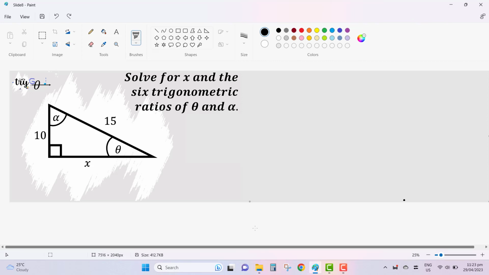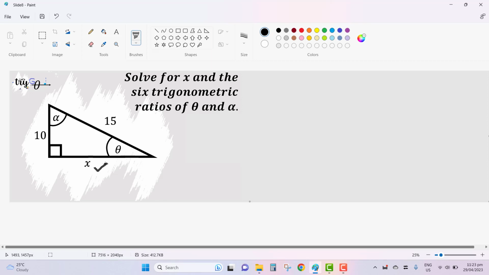Welcome back everyone. In this video we are going to solve for the 6 trigonometric ratios of angle theta and angle alpha. But in order for us to do that, we need to complete all the side measurements of this given right triangle. Since this is a right triangle and we're talking about measurements of sides, we can identify the exact value of the 6 trigonometric ratios of both angle theta and angle alpha if we are done solving the measurement of the unknown side.